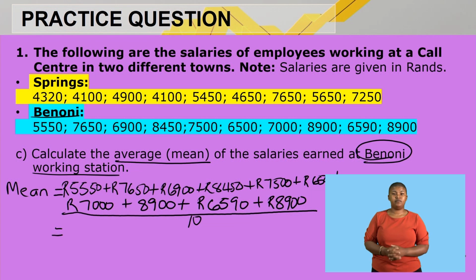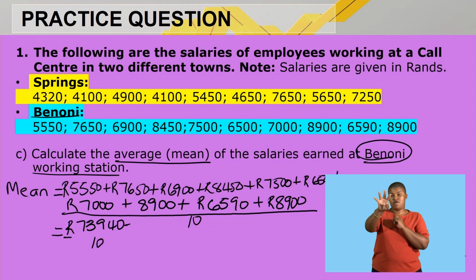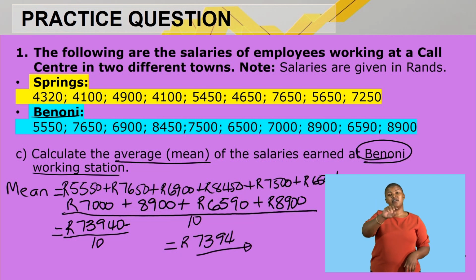Then having the sum, it means now we are adding all these salaries. So this gives us 73,940. This is the sum. Then the sum is divided by 10, which is the total number of values. So in total we have 7,394 when it's divided by 10.